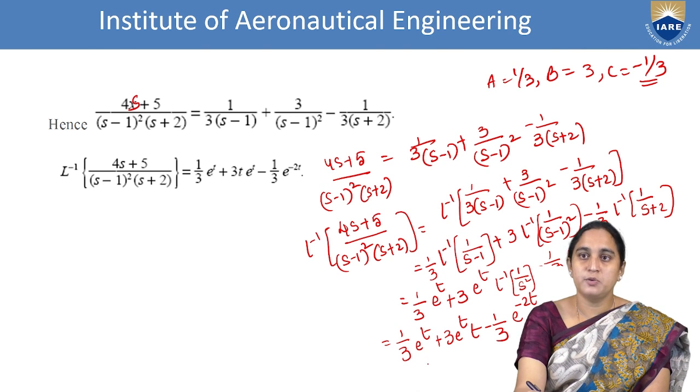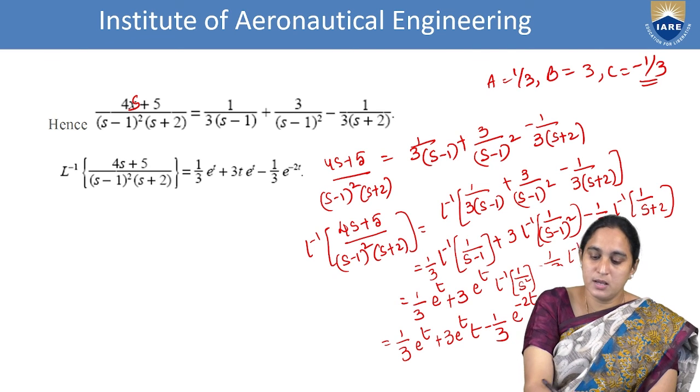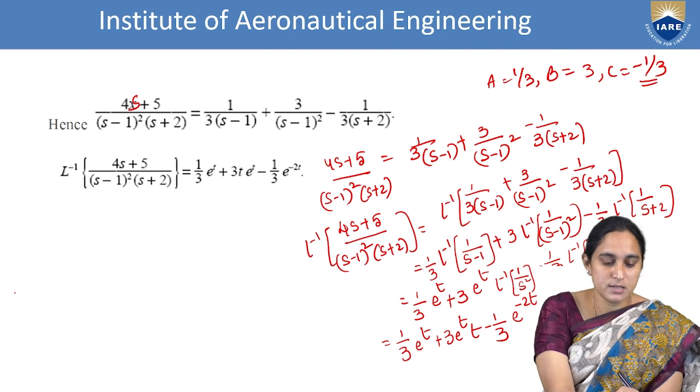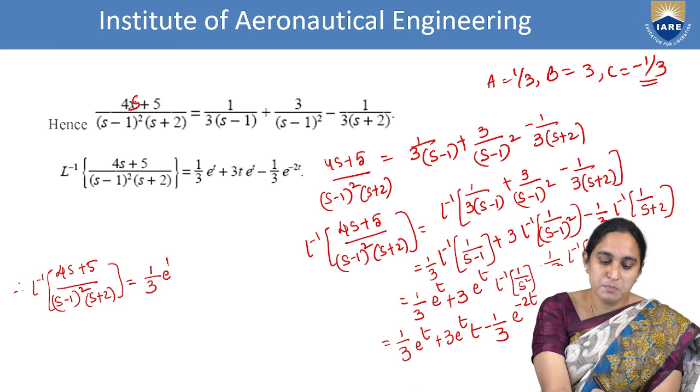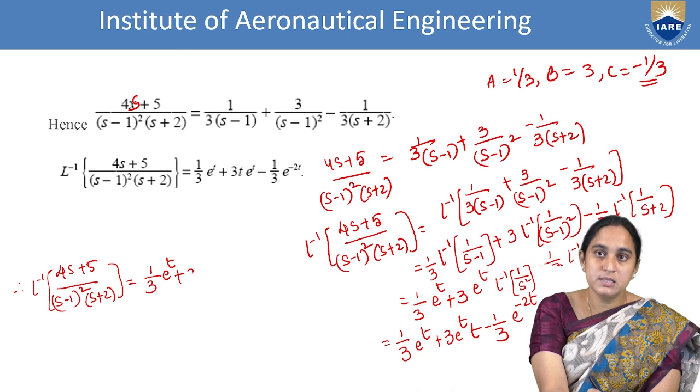1 by 3 into e power t plus 3 into e power t into t minus 1 by 3 into e power minus 2t. Therefore here the final answer, that is Laplace inverse of (4s plus 5) by ((s minus 1) whole square into (s plus 2)) is equal to 1 by 3 into e power t plus 3 into e power t into t minus 1 by 3 into e power minus 2t.